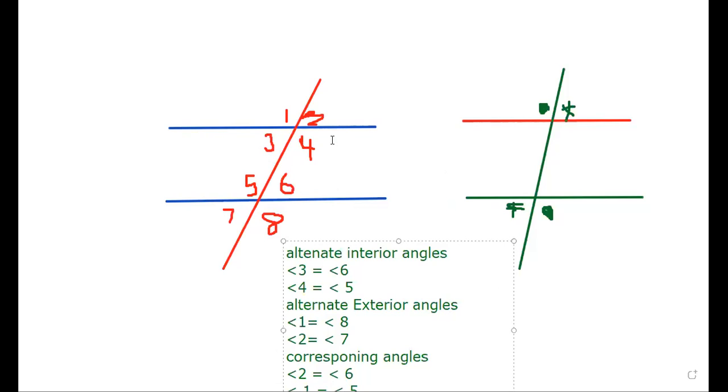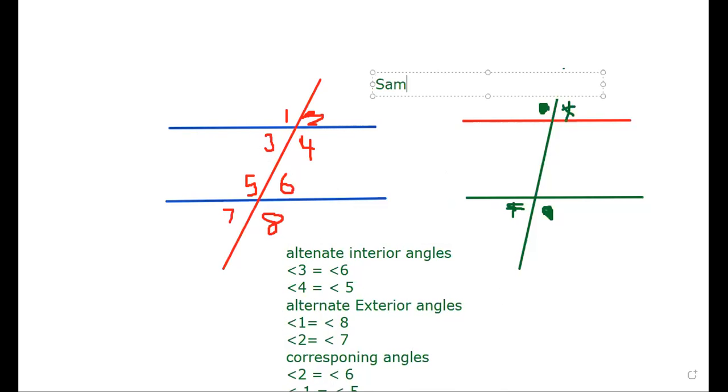The last one, we have interior angles, or we can say consecutive interior angles, or same side interior angles. So I will write them up. Same side interior angles. Like what? Angle 4 and angle 6.